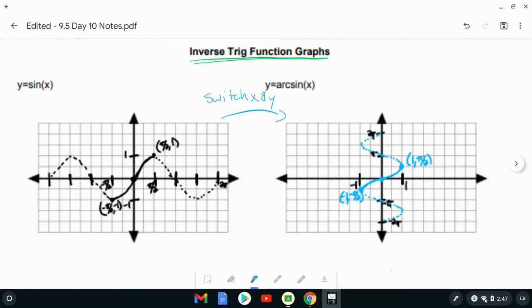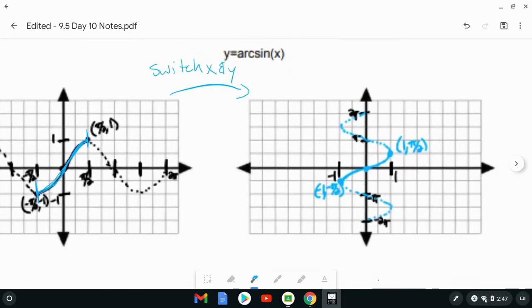Remember yesterday we talked about how, in order to have an inverse, you can only look at a certain domain restriction. That's why the rest of it is dotted. So our domain restriction for sine of x is from negative pi over 2 to pi over 2, which means that the domain restriction for sine inverse is going to be negative 1 to 1, where the y value is from negative pi over 2 to pi over 2. So for both of these, we are strictly looking at this.